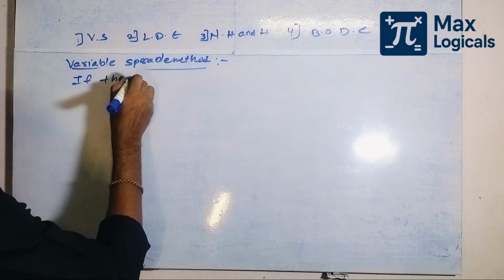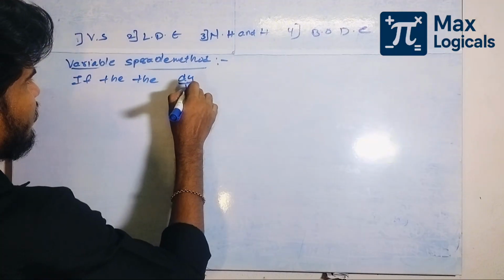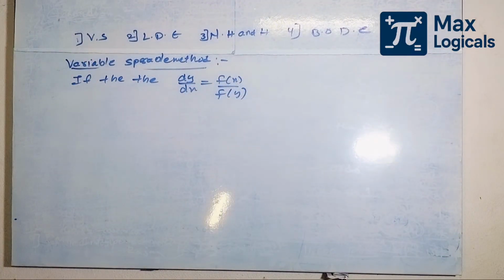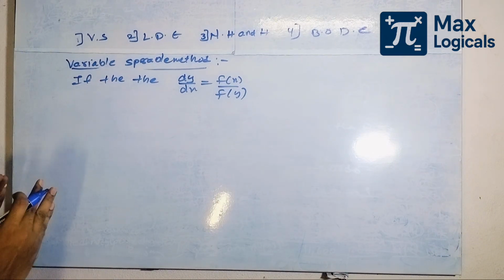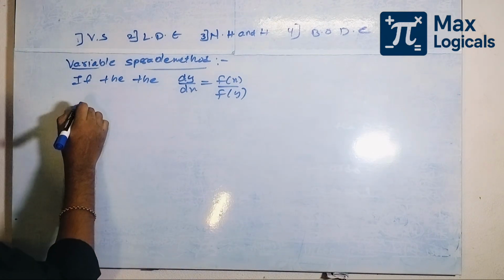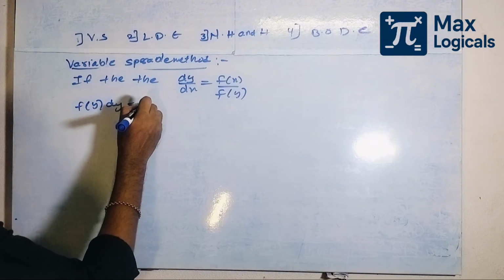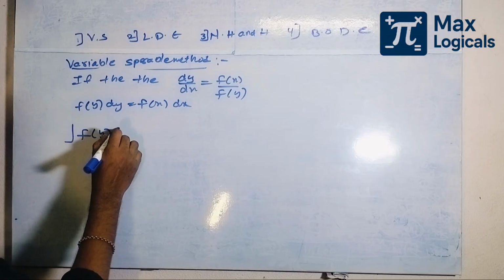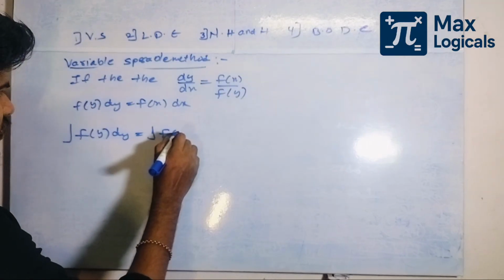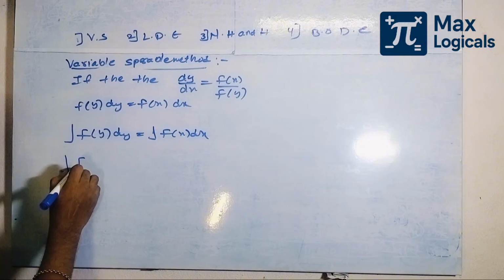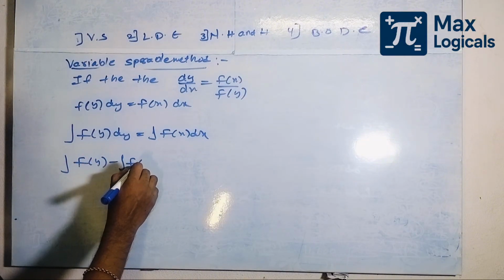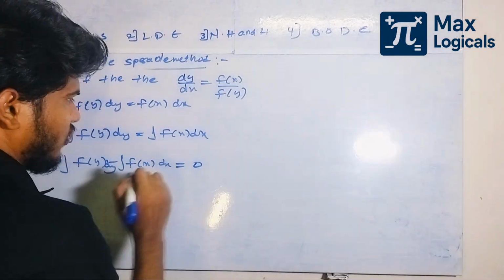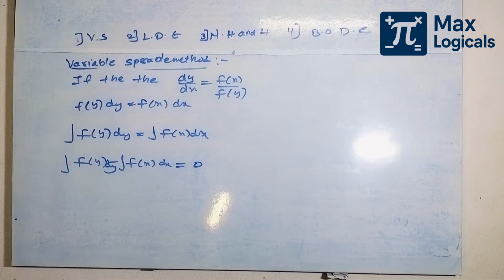If the equation is dy by dx equal to f of x plus f of y, this is my differential equation. Here we separate the variables, that is, f of y dy equal to f of x dx. Now integrating on both sides, integral f of y dy equal to integral f of x dx. This is the method for solving the differential equation.